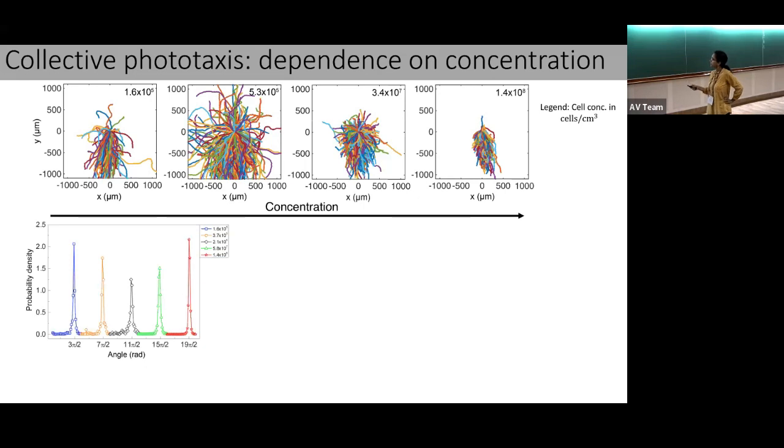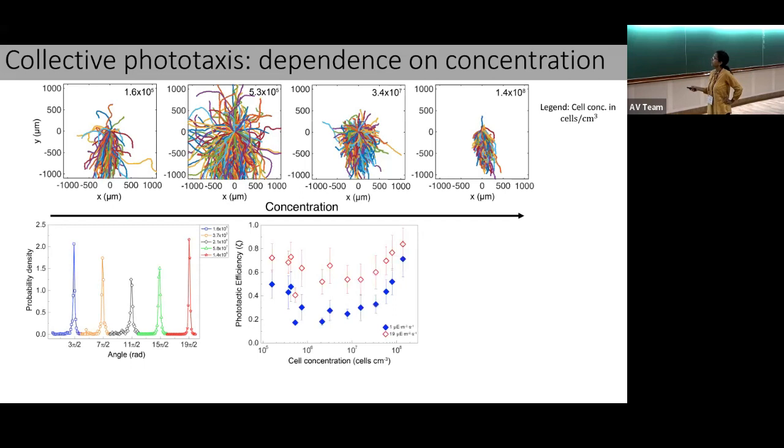And so if you were to plot the probability density, you will see that initially the peak goes down and then it goes back up as you increase the concentration. I have shifted these plots for clarity. The light is always in one direction. And you can plot the phototactic efficiency and you will see similar behavior.